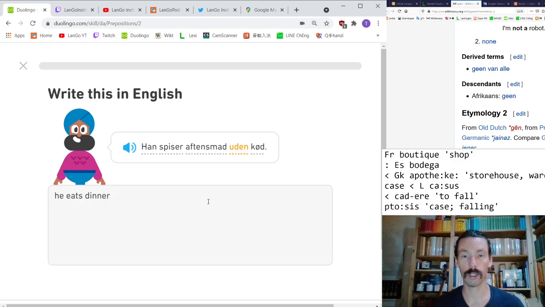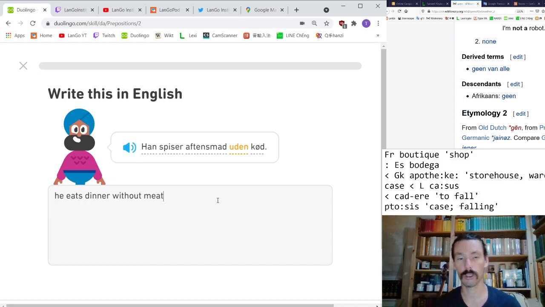I can't quite recall which. Without for this one. Kød, kød. Han spiser aftensmad uden kød. Kød. So this D is weakened as well. Uden, uden. The incomplete closure. Lenited, like you see in Celtic. Without meat.